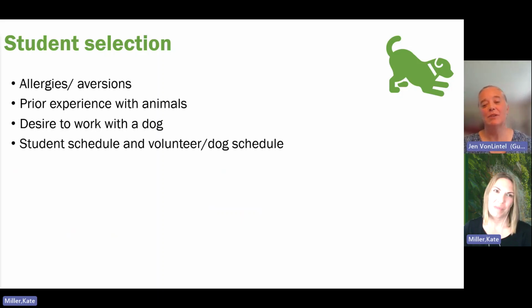And then, especially in school, just scheduling. That oftentimes is our big hurdle, aligning that volunteer schedule with the student schedule and when we're able to actually pull them out of the classroom to work on those specific skills.